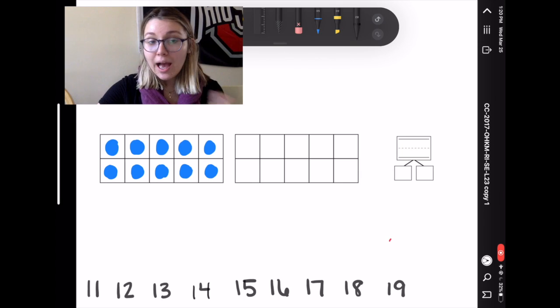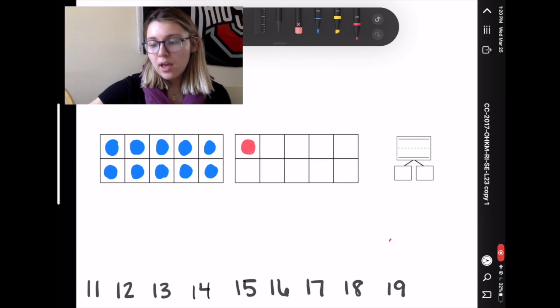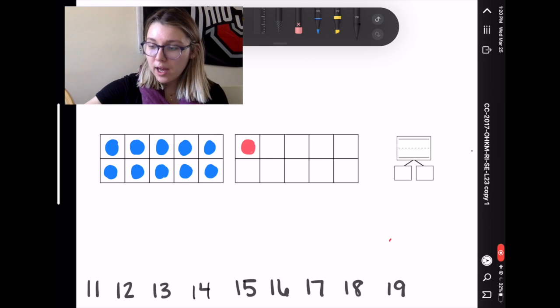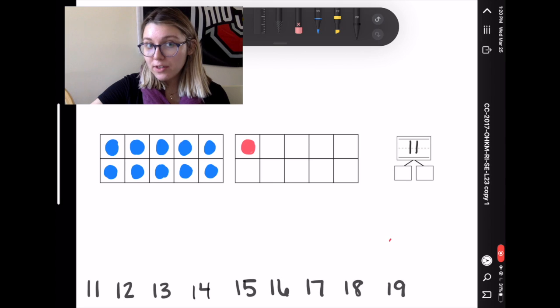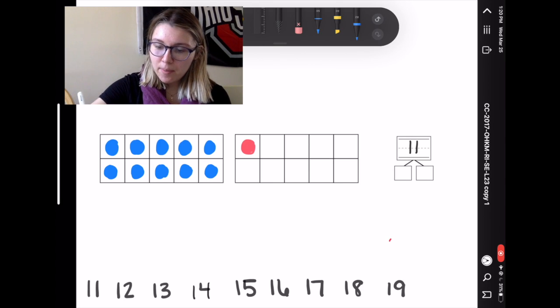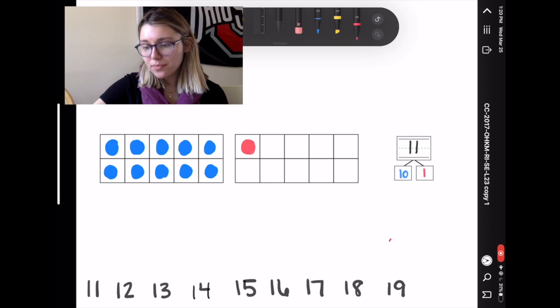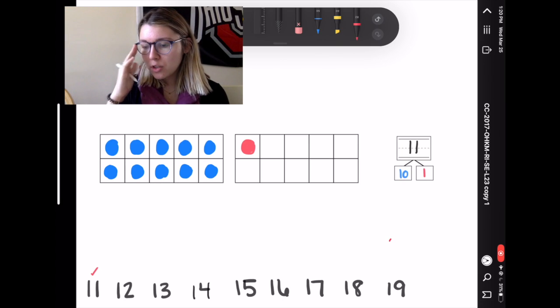Okay, so the first number that I want to make is 11. So I already have 10, and remember, 11 is made up of 10 and 1 extra. So I'm going to go ahead and make 1 extra dot. And when I'm writing this in my number bond, I'm going to start with 11 because the total is at the top. So the total at the top is 11, and I made that by having 10 blue dots and 1 extra red dot. So it's made up of 10 and 1. And that gives us a number 11. So that one's done. So now we're going to go on to our number 12.